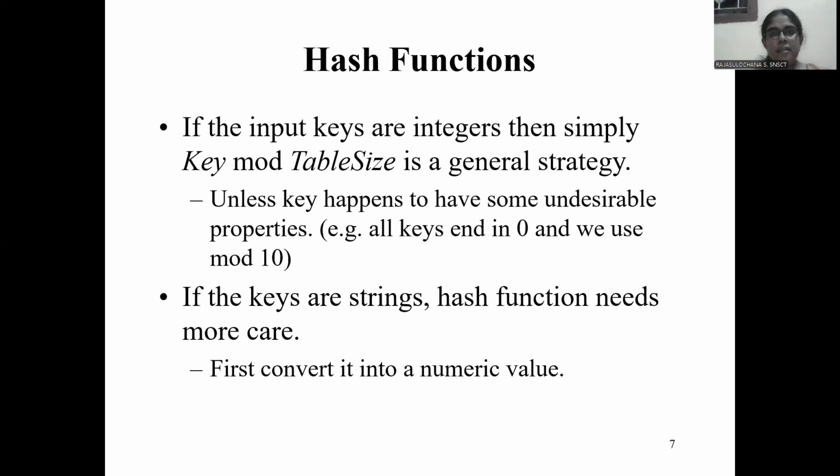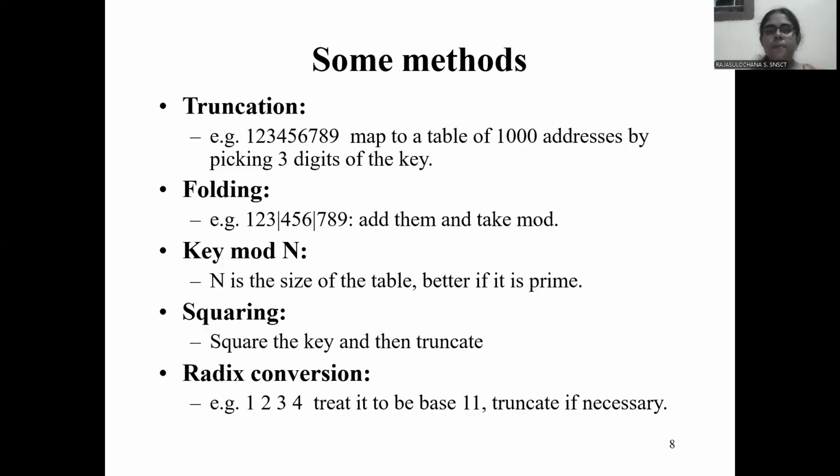If the input keys are integers, simply key modulo table size is a general hash function that is prominently used, unless the key happens to have some undesirable properties. If keys are strings, the hash function needs more care. First, you need to convert the string into a numeric value. Then you have to find the appropriate hash function. So here are some of the methods: truncation method, folding method, key modulo n, squaring method, radix conversion. These are some of the commonly used hash functions for generic values.